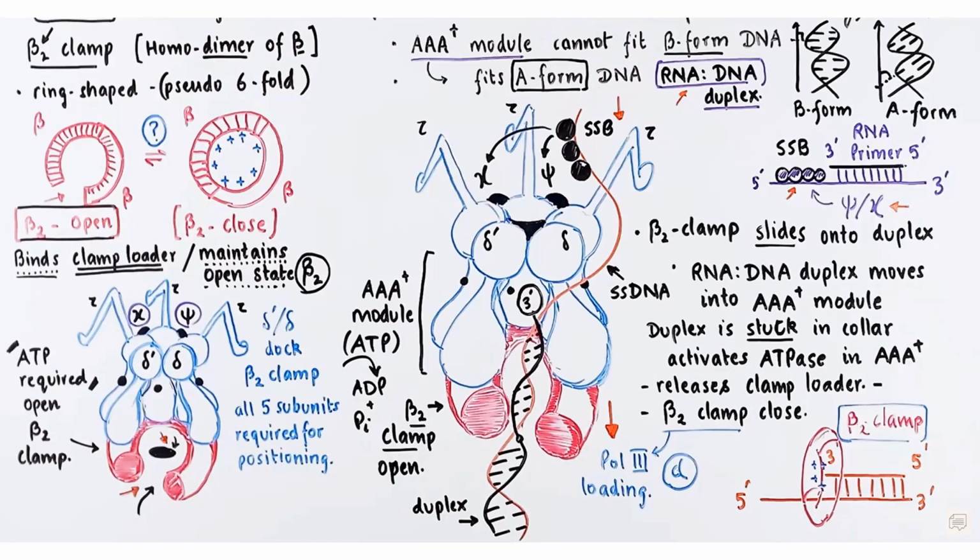See how the clamp itself is also open. As we will see, this gap is perfect for the DNA entry into the AAA plus module. And this AAA plus module, however, in the right hand side, you can see the structure, has a constraint, and it doesn't like the B form DNA. Okay, but it loves A form of DNA.